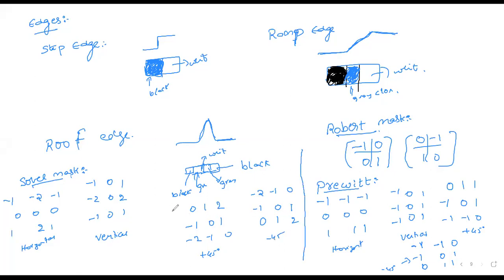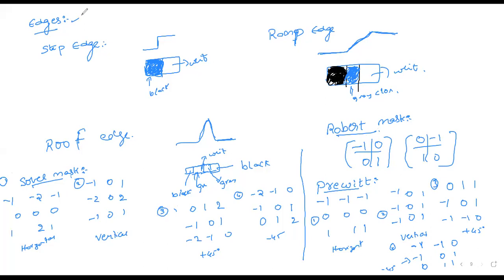So these four are Sobel masks. These four are Prewitt masks. These two combined are called the Roberts mask. These are three basic filter masks used for edges.